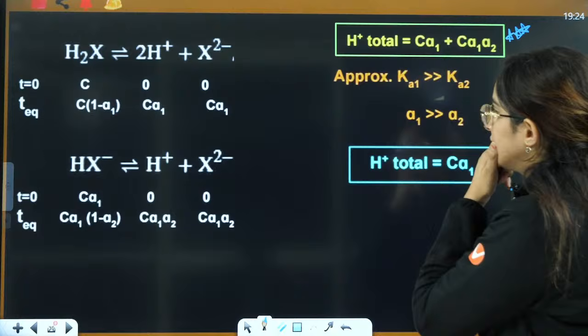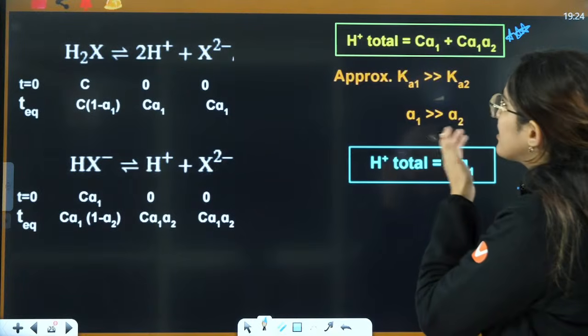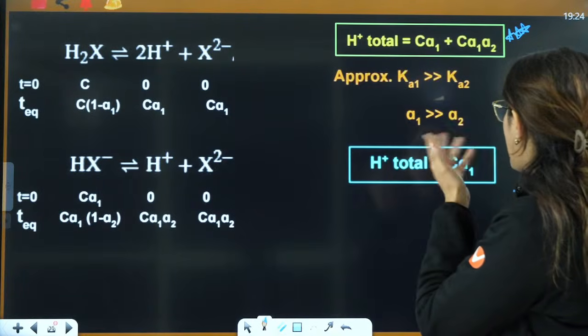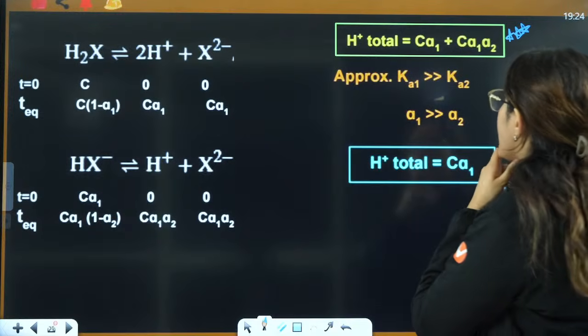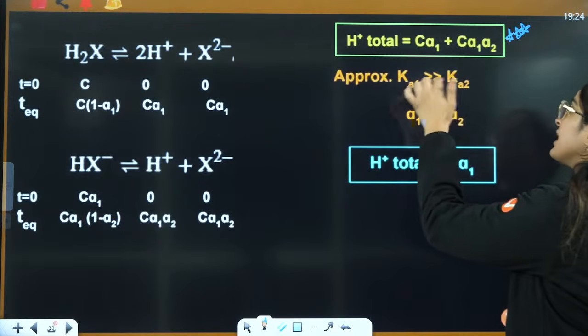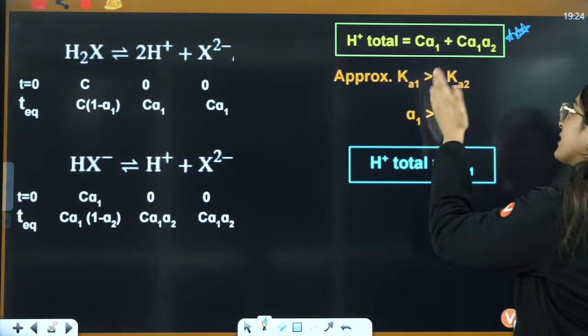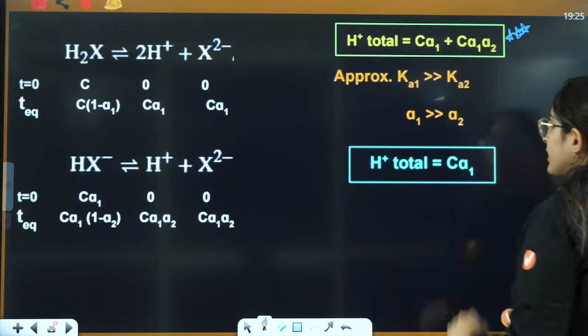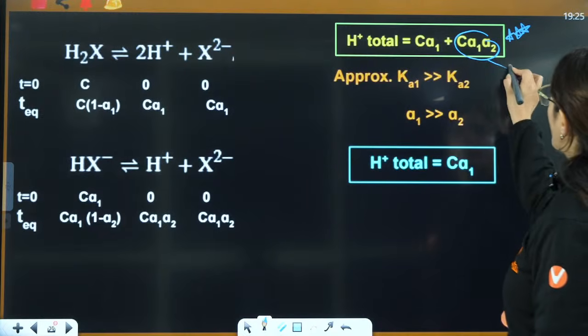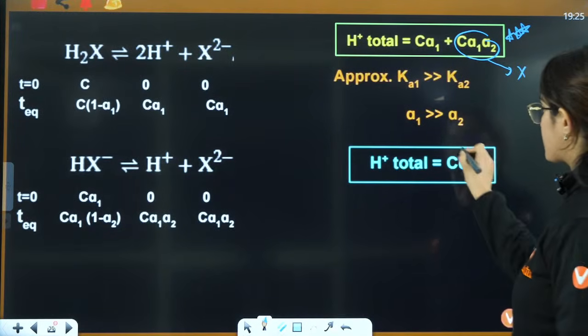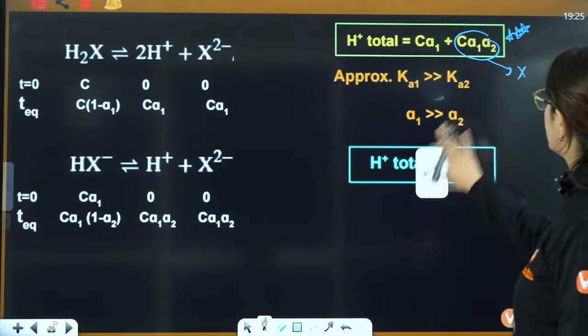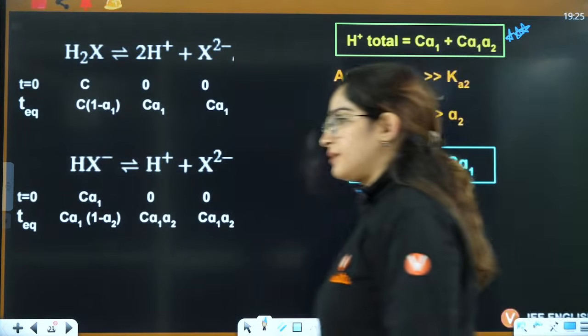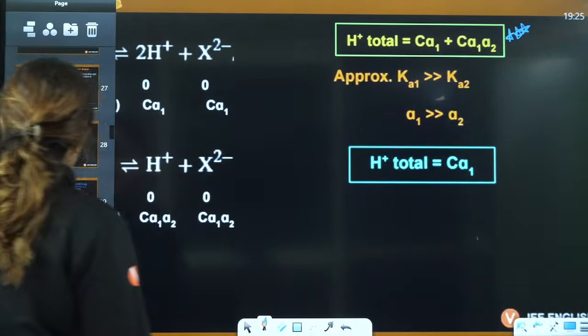If I see here, they have taken C, I have taken C1, that is the difference. And if Ka1 is very much greater than Ka2, alpha 2 will be ignored, then this whole term will be ignored. So H positive will become equal to C alpha 1, just like we did in the previous case, right?